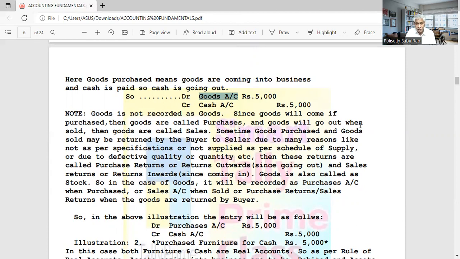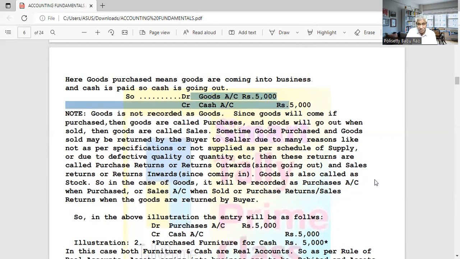Similarly, when you buy the goods, goods are coming in, but when we purchase the goods, we write it as purchases account, not goods. It is goods only, but we write it as purchases account. And sold goods that are returned back are written as returns inwards or sales returns. In that case also, goods are coming in. So purchases, purchase returns are returns outwards; sales and sales returns are returns inwards. So there are four names for goods.